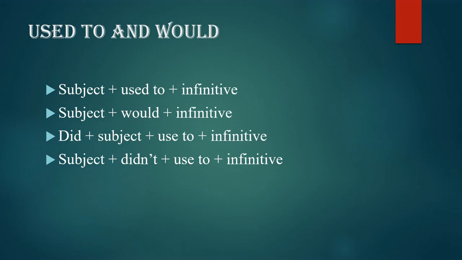So, used to and would. Subject plus used to plus infinitive, subject plus would plus infinitive. And for the question form, we use did plus subject plus used to plus infinitive; for the negative, subject plus didn't plus used to plus infinitive. So you have to pay attention that for would, we don't have question and negative forms. When we want to use used to or would, we ask questions and make negatives only with used to.